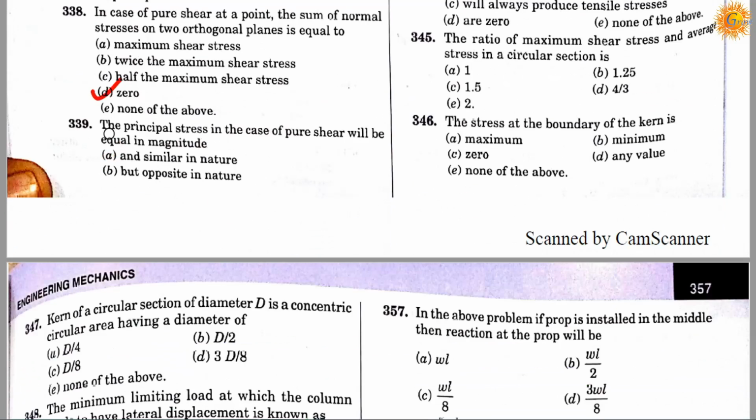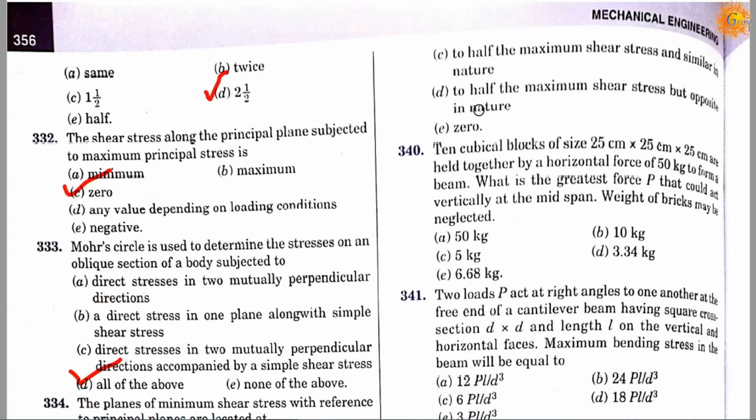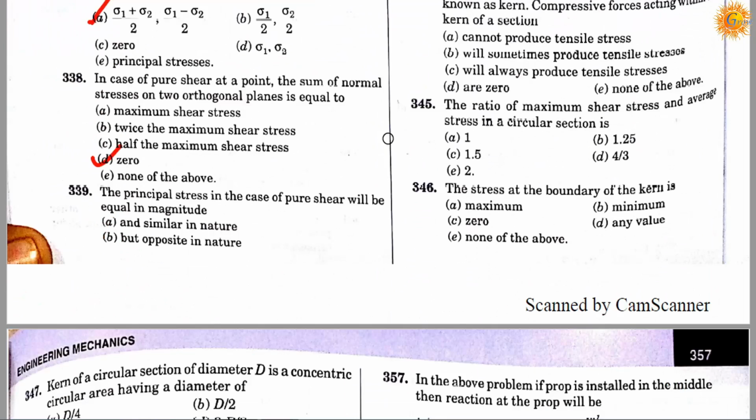Question number 339. The principal stresses in the case of pure shear will be equal in magnitude. Option A, similar in nature; option B, but opposite in nature; option C, equal to half the maximum shear stress, similar in nature; option D, equal to half the maximum shear stress but opposite in nature; and option E, none of the above. The correct answer is A. It will be similar in nature.